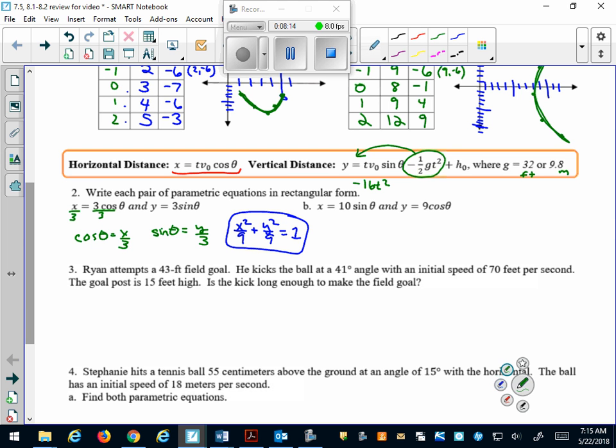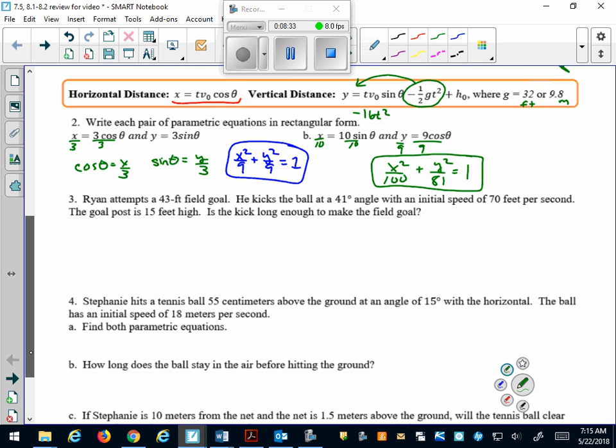This one, same process, divide by 10, divide by 9, right? You're going to end up with x squared over 100 plus y squared over 81 equals 1.